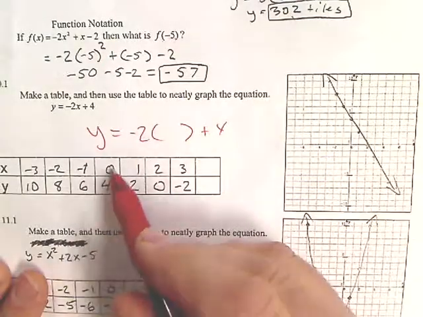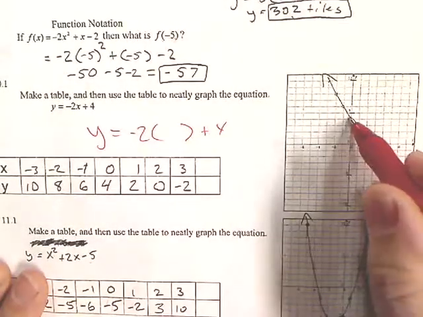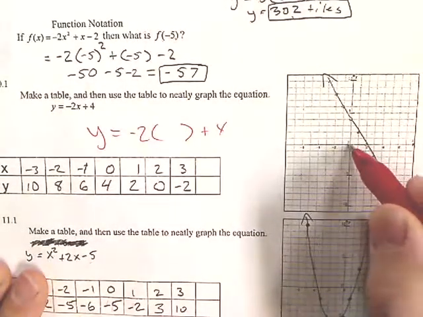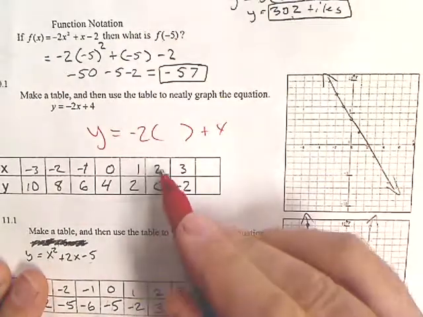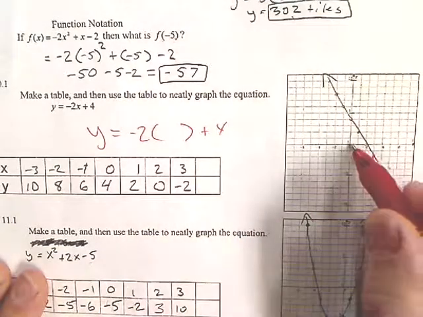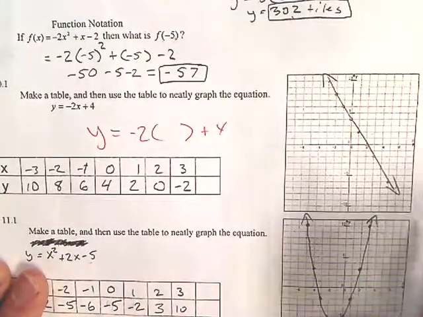And I just plotted the points. 0, 4. My x is 1, my y is 2. My x is 2, my y is 0. Drew my line.